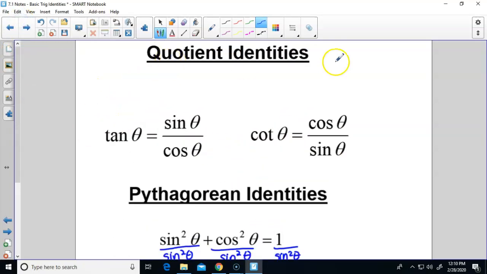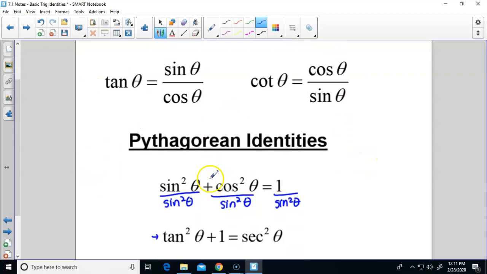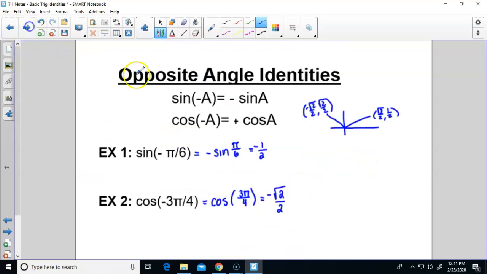And that will say quotient identities and have 2 blanks, and Pythagorean identities and have 3 blanks, and opposite angle identities and have 2 blanks. So this is another memorization quiz. You have to have these memorized in order to be able to do anything that we're getting ready to do.